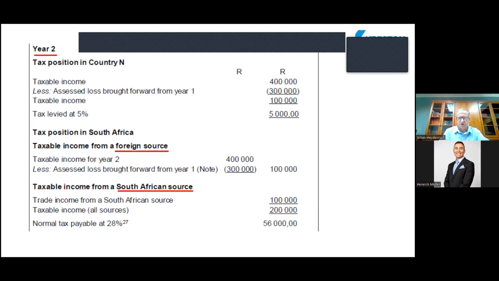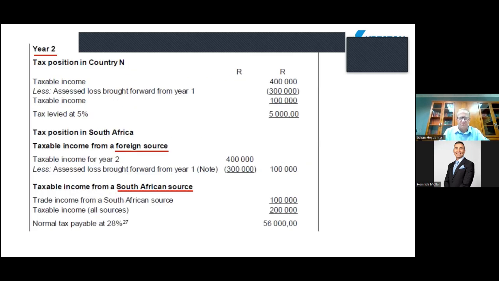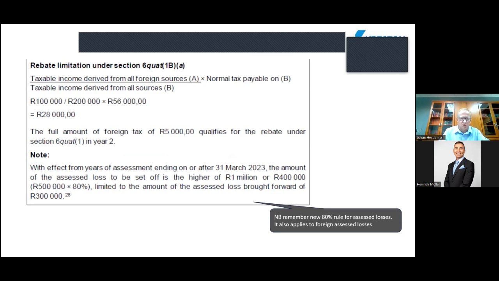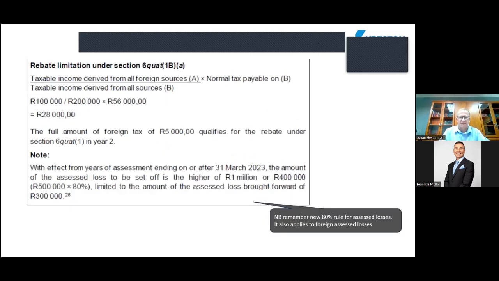So in year two, what is your rebate? Your rebate is based on that formula. It's your taxable income from foreign sources, which is your 100,000 Rand, over your taxable income from all sources, which is 200,000 Rand, multiplied by your normal tax payable on B, which is 56,000 Rand. So your maximum amount that you can claim is 28,000 Rand. You've only paid 5,000 Rand, so you can get that as a rebate.